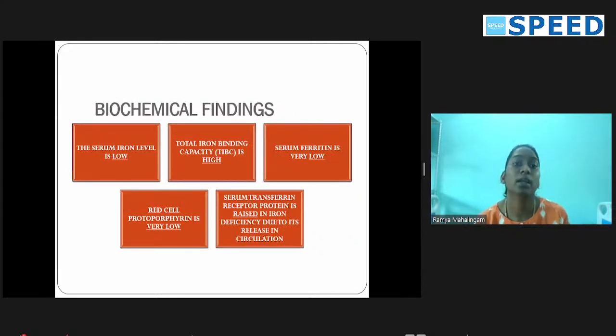Then biochemical findings: you can see a low level of iron, and the total iron binding capacity will be less. Total serum ferritin level will also be less. That is, the storage is also less, because the patient is now exhausted. With the amount of iron which is present, all the storage iron has also been used up. So in that condition, you will have a very small amount of stored iron.